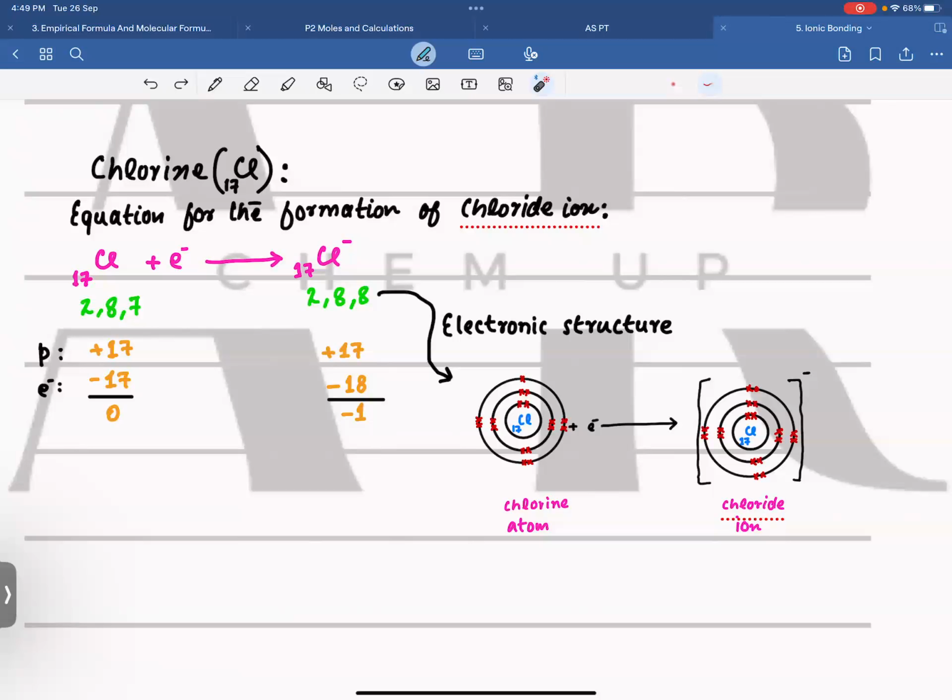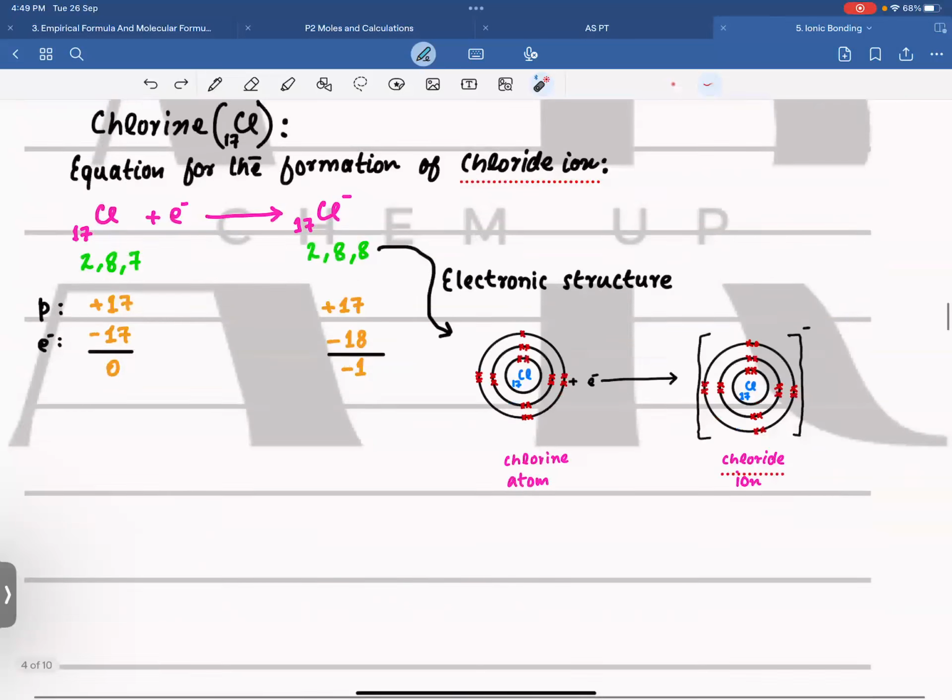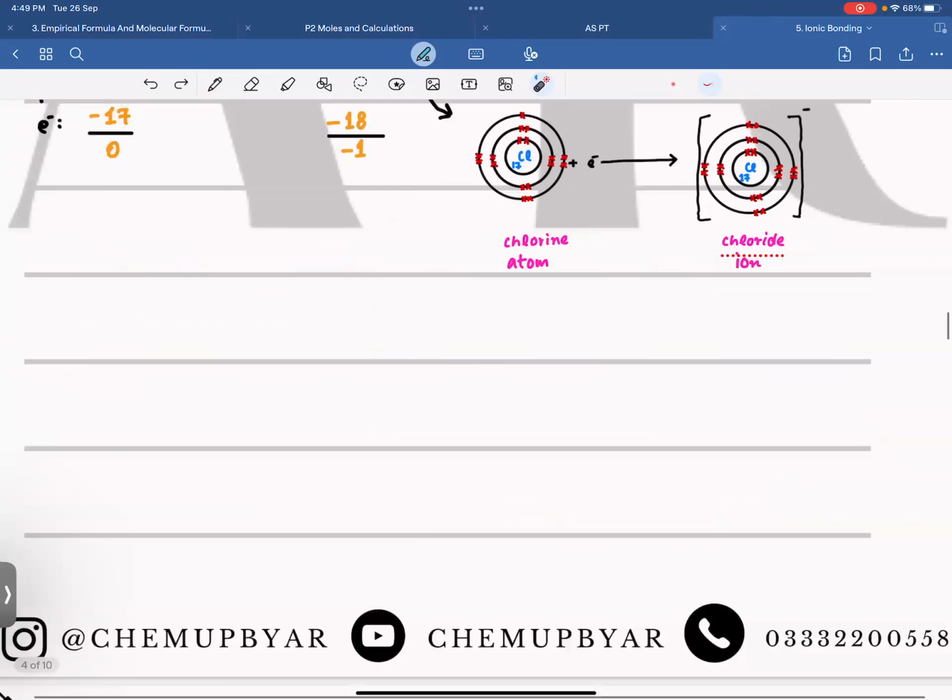Okay, so now what is there? Positive ions are formed and negative ions are formed, right? So these positive and negative ions are going to attract each other.